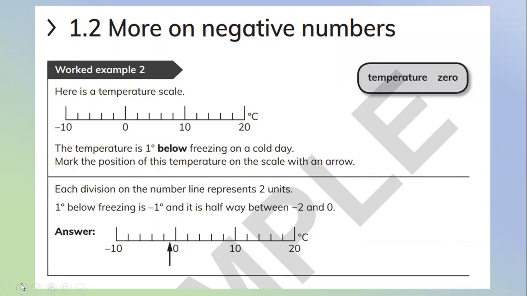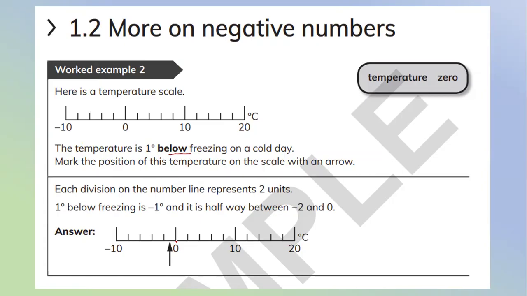Okay, well, let's look at example 2. Here is a temperature scale. The scale is between -10 and +20 degrees Celsius. Okay, the temperature is 1 degree below freezing on a cold day. Mark the position of this temperature on the scale with an arrow. Okay, 1 degree below freezing.